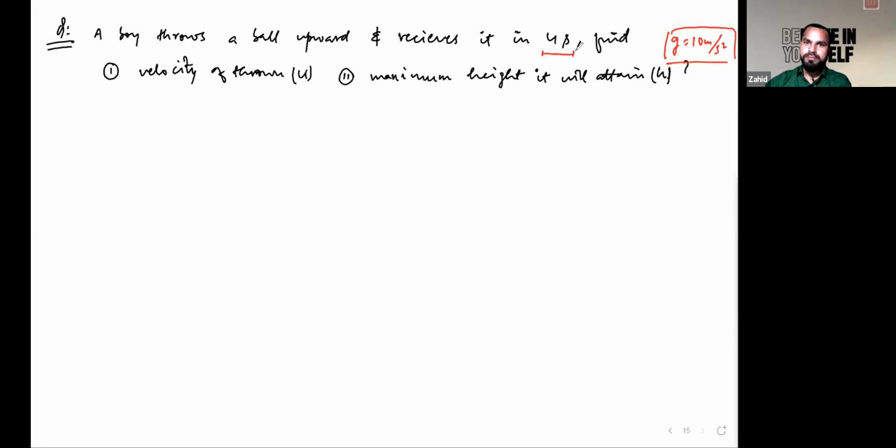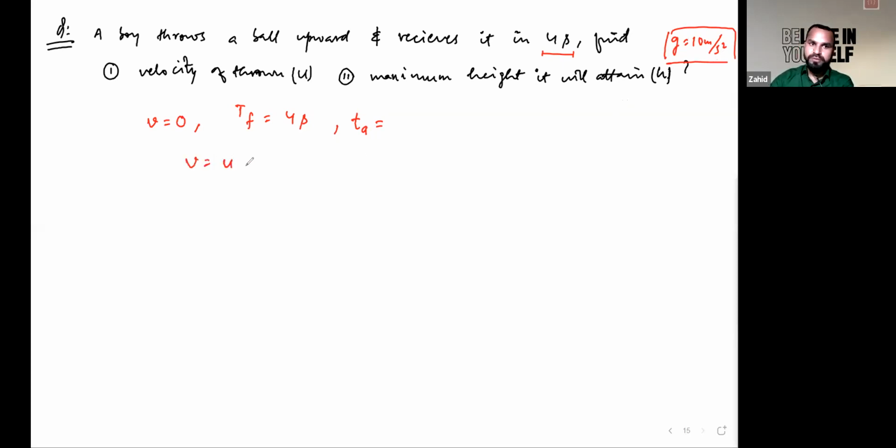We have 4 seconds as total time taken by object to go up and return back. So it will be nothing but time of flight. The first is time of flight is 4 seconds. On the basis of which, just calculate time of ascent. I've given you a relationship between these two terms. Now we have time of ascent, we have acceleration due to gravity. Just use first equation of motion as final velocity at highest point of projection would be zero.